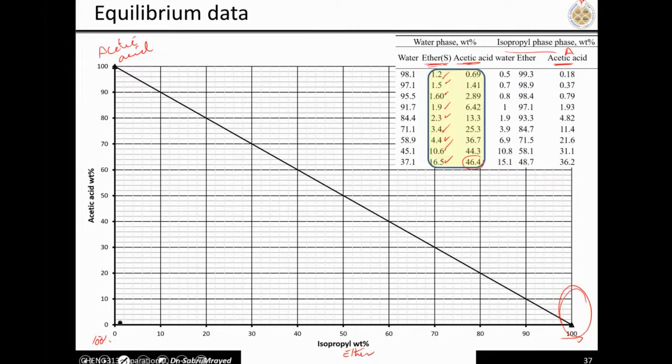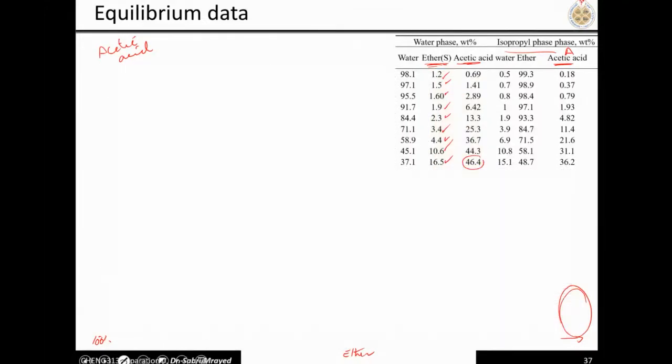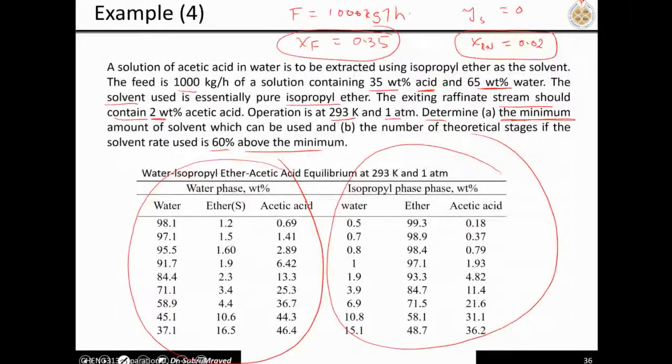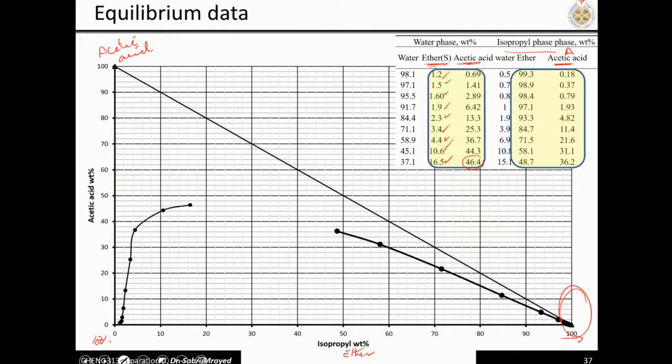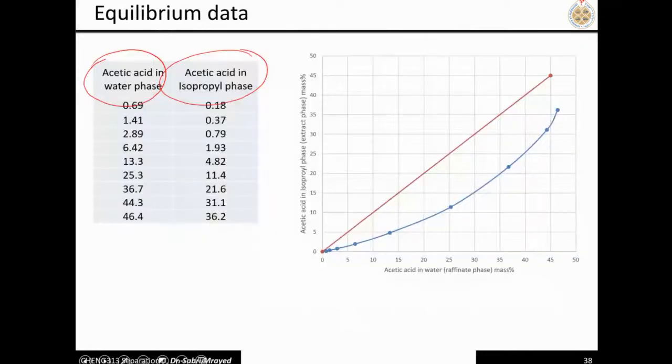Here, this is. You see here, we have the acetic acid in the solvent phase, and the acetic acid here in the raffinate phase. Okay, and we do it in a rectangular coordinate here.